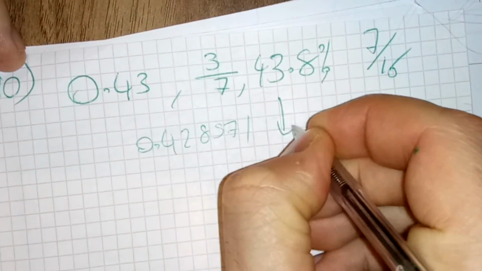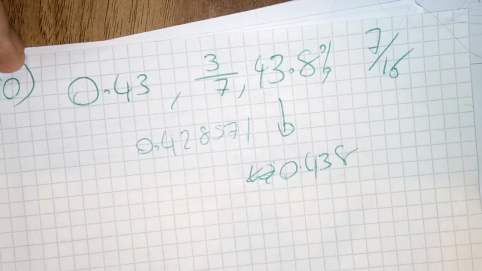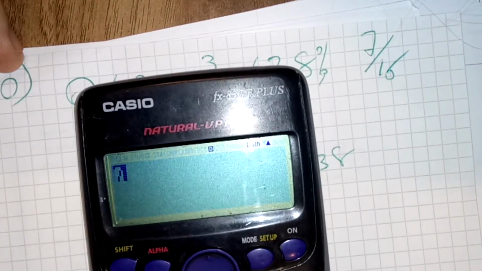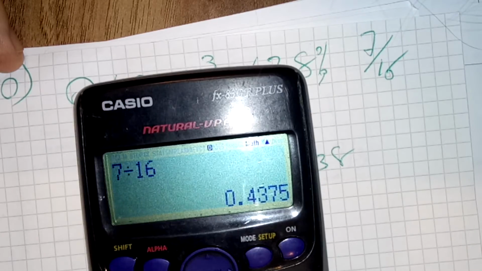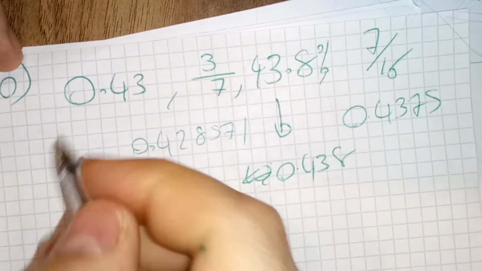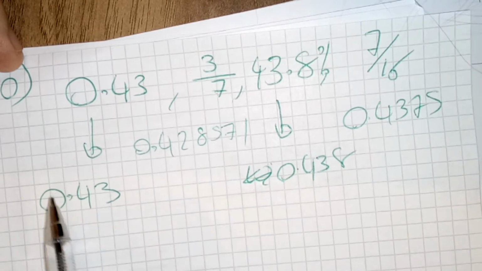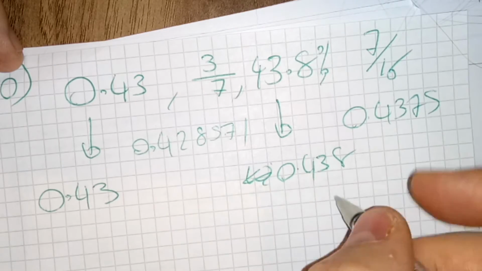0.438 is just 0.438, and 7 over 16, 7 divided by 16, is 0.4375, and this is obviously 0.43. Now it's easier to do them if they've got the same decimal places.